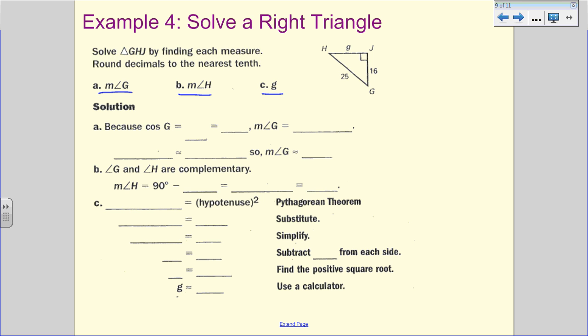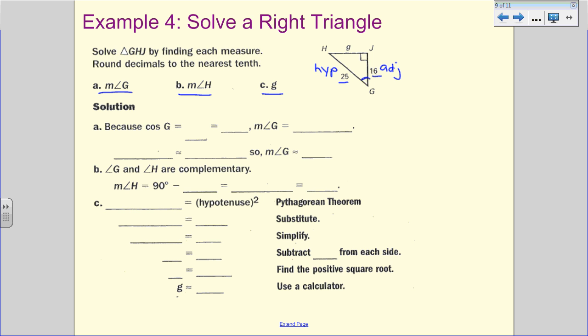I would start by finding your angles first. You have 2 sides, so it's enough information to find the angles. I'm going to start by finding angle G. All right. What are we going to label 16 and 25? Well, 25 is hypotenuse, correct? Yeah. And Eric said cosine, which means 16 is the adjacent side.